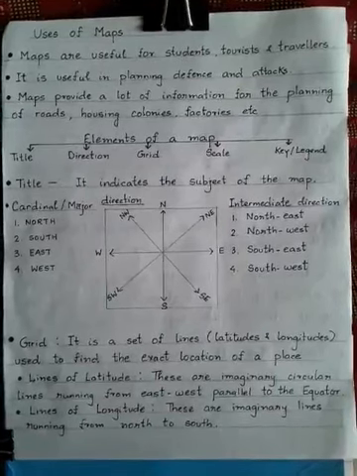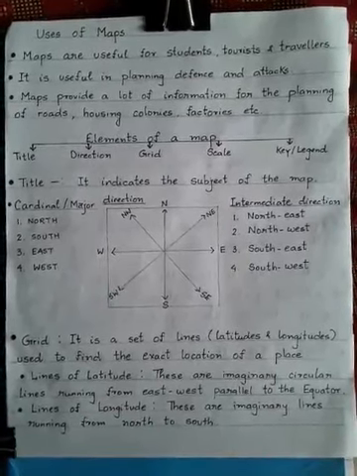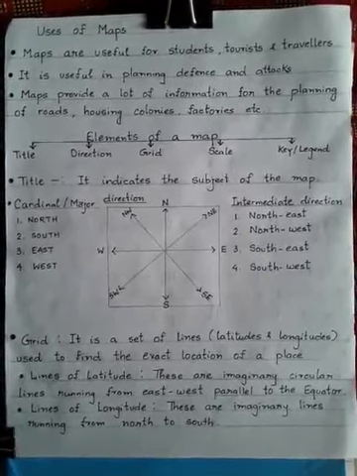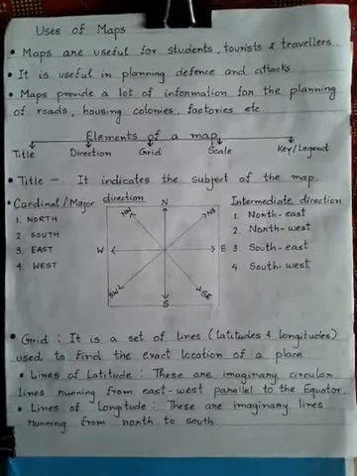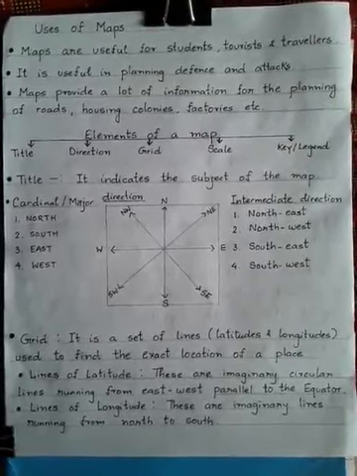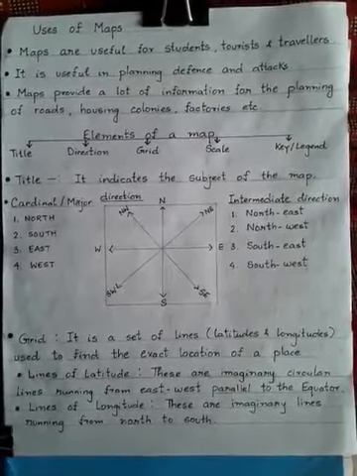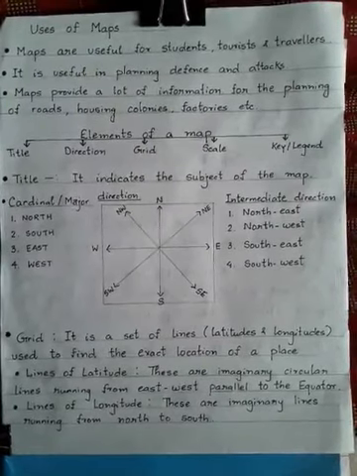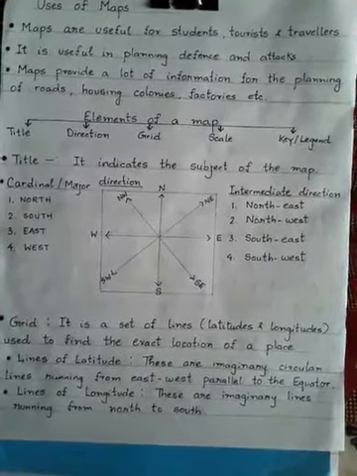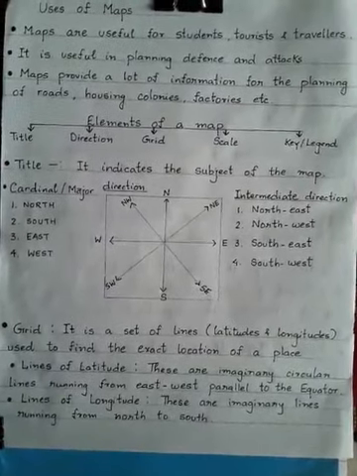There are 5 main elements of a map. These are title, direction, grid, scale, and key or legend. First is the title. You must have seen at the top of the map the topic that is written, what the map is all about. That is the title. It indicates the subject of the map.